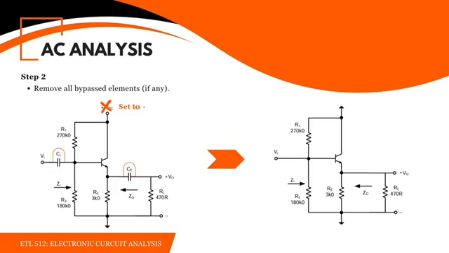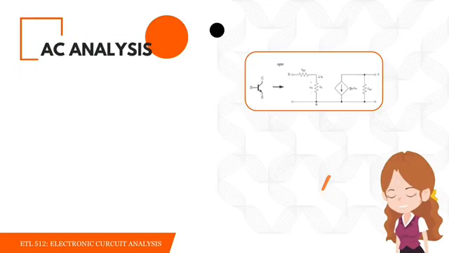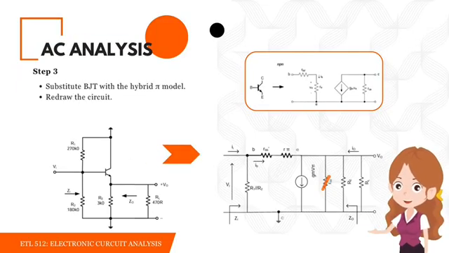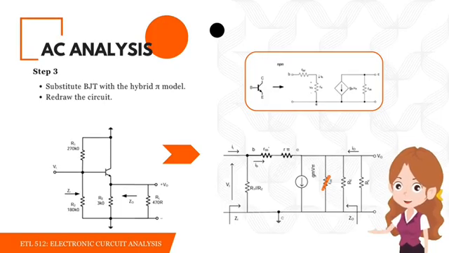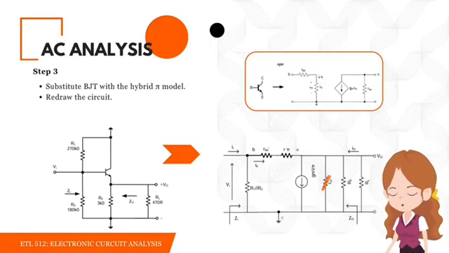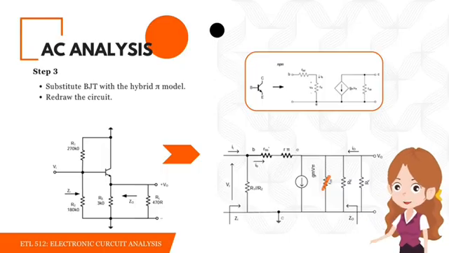Step 2 is to remove all bypassed elements from the circuit. This makes the circuit simpler and ready for substitution with the hybrid pi model. Step 3, we replace the transistor with the hybrid pi model. This model has a few parts. RBB prime, which is the base spreading resistance, in series with R pi. At the input, R pi is equal to beta plus 1 multiplied by Re.